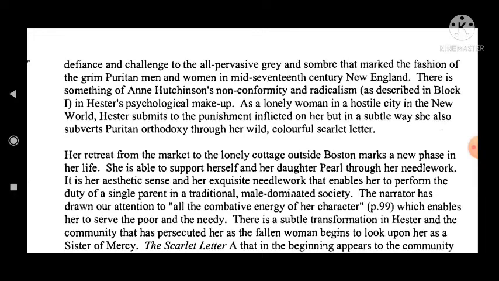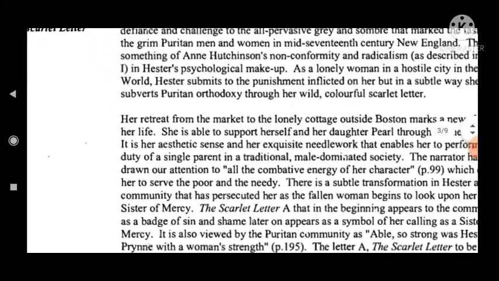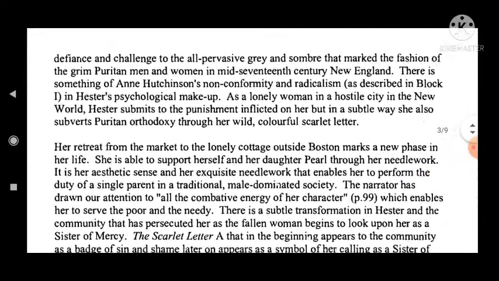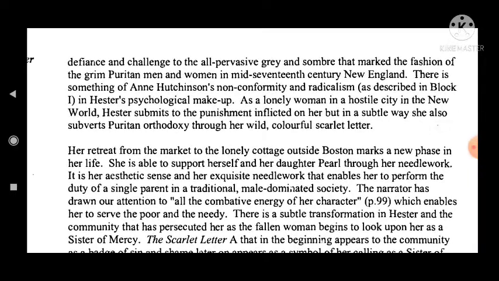There is something of Anne Hutchinson's non-conformity and radicalism, as described in Block 1, in Hester's psychological makeup. As a lonely woman in a hostile city in the New World, Hester submits to the punishment inflicted on her, but in subtle ways she also subverts Puritan orthodoxy through her wild, colorful scarlet letter.